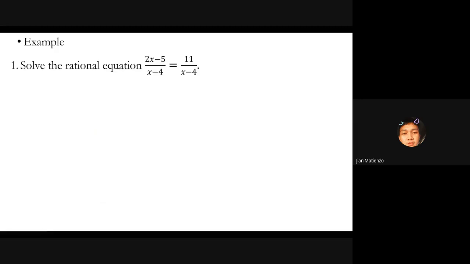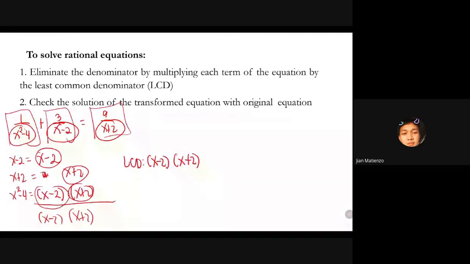Kumukuha lang tayo ng LCD once na yung ating denominator ay magkaiba. Sa kaso ng number 1, dahil parehas yan na x minus 4 ang denominator, so pwede na ang magiging LCD mo ay x minus 4. So LCD here is x minus 4 kasi parehas naman siya na x minus 4. Ang sinasabi natin kanina dito, you have to eliminate the denominator. Tatanggalin mo yung denominator sa pamamagitan ng pag-multiply ng LCD sa bawat term of the equation.